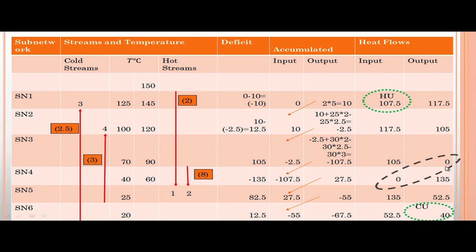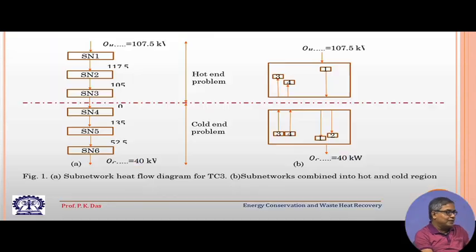So, this is what we have identified. Once we have the pinch point, the problem can be divided into hot end and cold end, and the sub-networks show how the energy flows from the highest temperature to the lowest temperature. It has to be remembered that the highest temperature is the temperature of the hot utility available, the lowest temperature is the temperature of the cold utility available, and this is how the energy flow takes place.